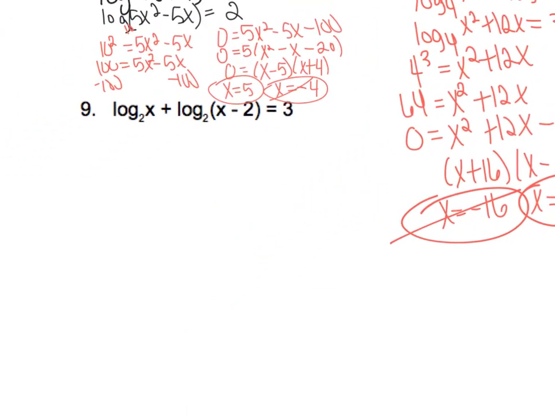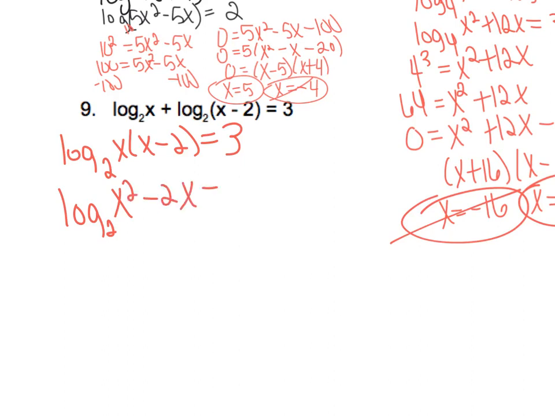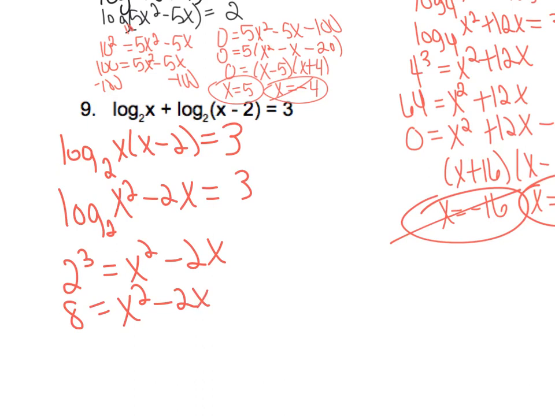Number 9 looks like the same basic idea here, so I'm going to have log base 2 of x times x minus 2 equals 3. Log base 2 of x squared minus 2x equals 3. I'm going to change it to exponent form. 2 to the third equals x squared minus 2x. 2 to the third is 8. If I subtract 8 from both sides, 0 equals x squared minus 2x minus 8.